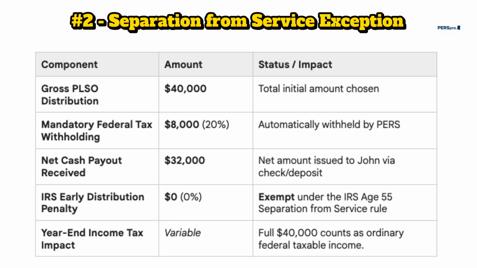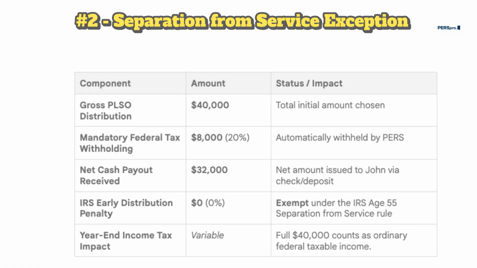The 10% penalty: John pays $0 in early distribution penalties. Even though he is under the standard retirement age of 59 and a half, he qualifies for the IRS separation from service exception because he left his PERS covered employer during or after the calendar year in which he turned age 55. The takeaway: John avoids the 10% penalty completely, but he still must report the full $40,000 as ordinary taxable income on his tax return for that year.